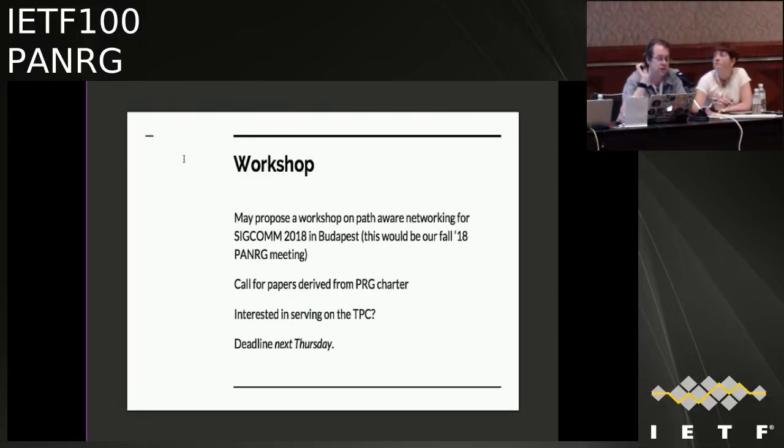We are considering proposing a workshop on path-aware networking for SIGCOMM 2018 in Budapest. If this were accepted, this would replace our fall 2018 Panrg meeting. The fall 2018 meeting, I think, is right now tentatively scheduled for Asia. I hope we'll narrow that down at some point before we have to buy plane tickets. So this would essentially replace that meeting, and we'd have it in Budapest instead. The call for papers for this would be derived from the proposed research group charter. There's actually a draft of that.